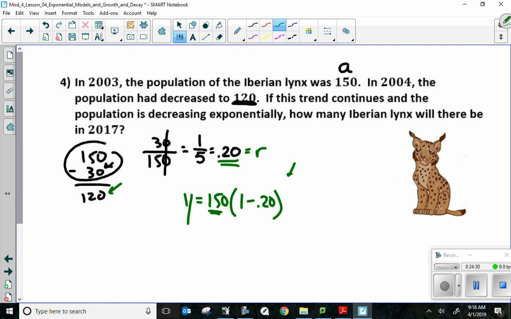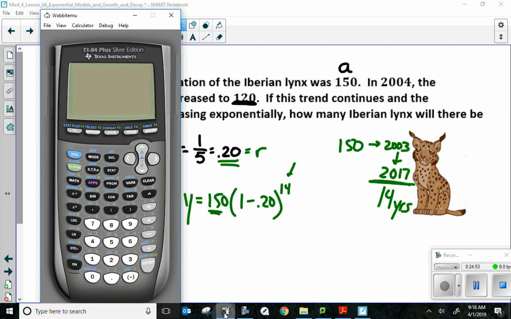Well, my starting value of lynxes, my quantity, was 150. That was in 2003. They want to know in 2017. That is a time span of 14 years. So I'm going to put 14 right here.